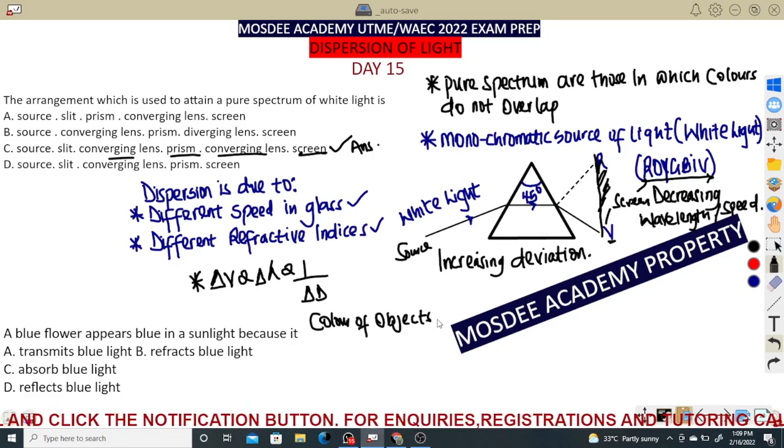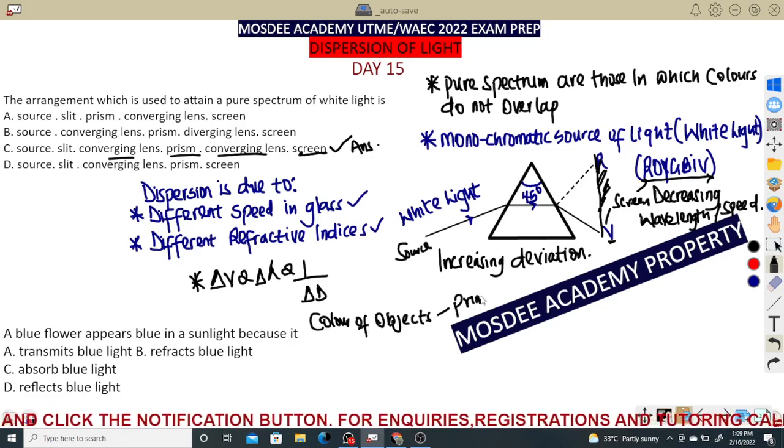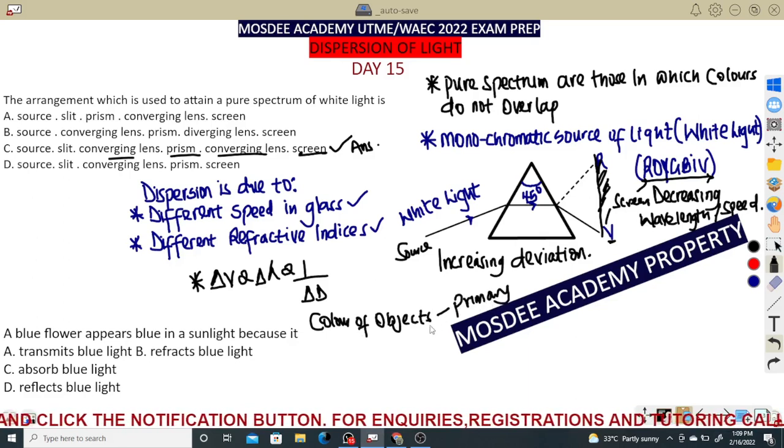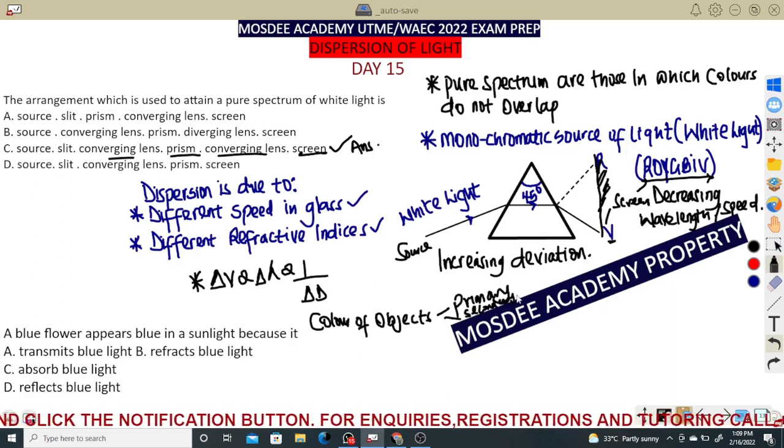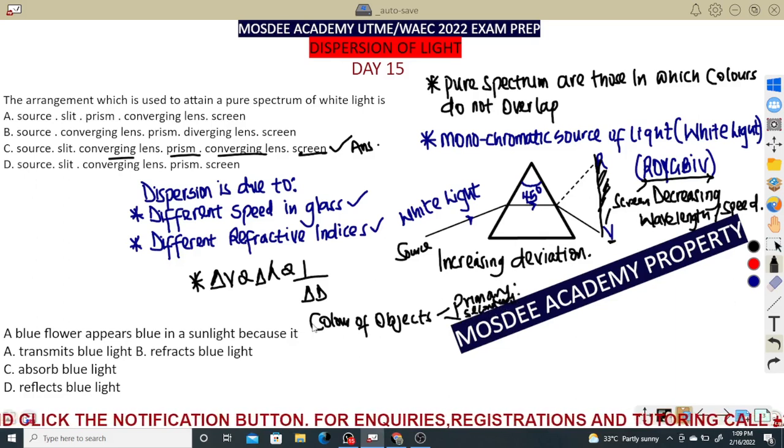Basically, they are classified into what? Primary colors and secondary colors. I think that is important for you also to know. Now, when we mix two or more primary colors, we form a secondary color.